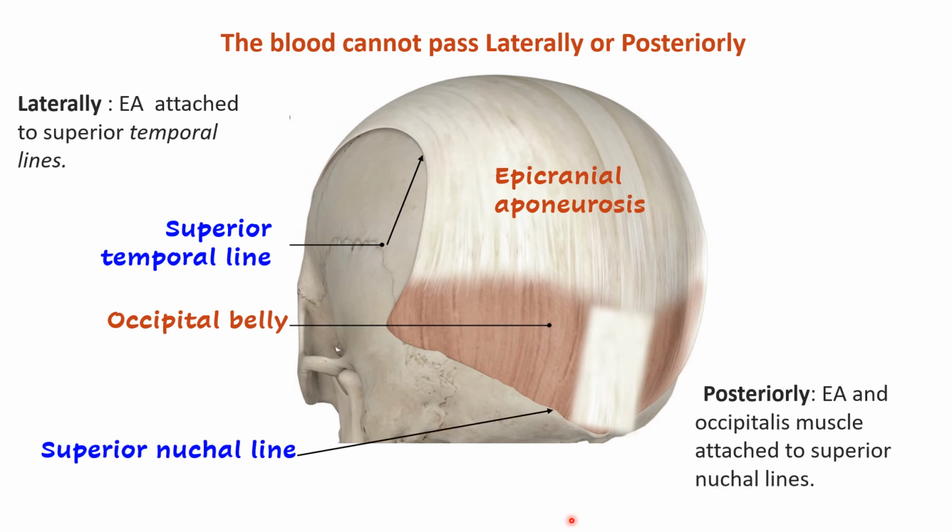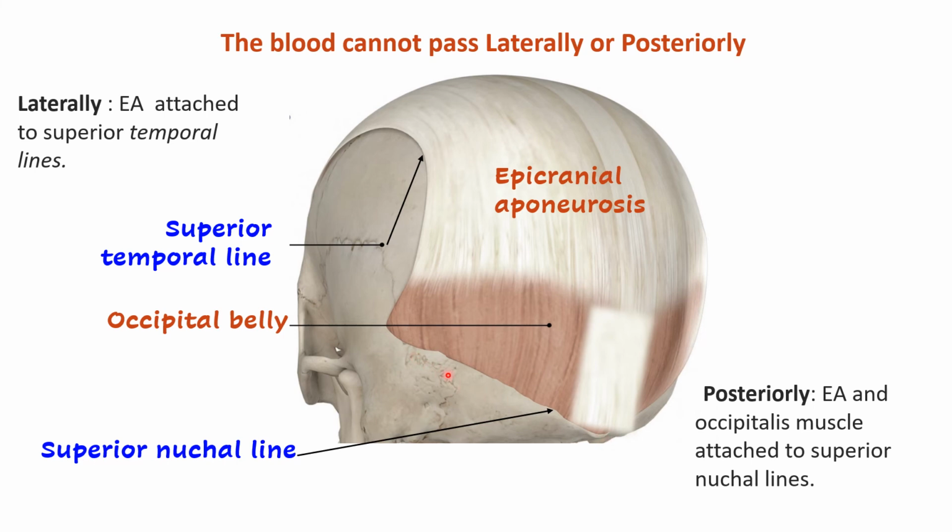Posteriorly also, if we see here, these are the occipital bellies, this is the epicranial aponeurosis. Where are they attached? They are attached to the superior nuchal line, and this aponeurosis is also attached to a bony prominence here known as the external occipital protuberance. This is known as external occipital protuberance.